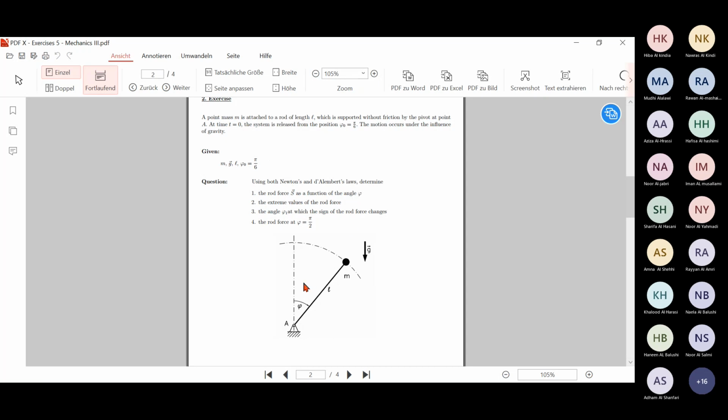That means we have to do a free body diagram, to cut here and look at the rod forces. Rod forces are always along the direction of the rod. We also need the extreme value of this rod force, the angle phi1 at which the sign of the rod force changes, and the rod force at phi equal to 90 degrees.